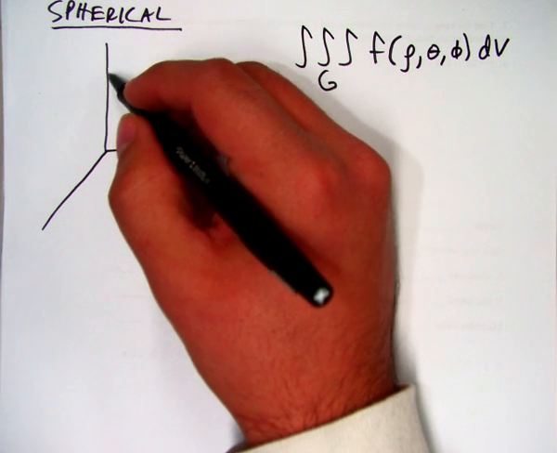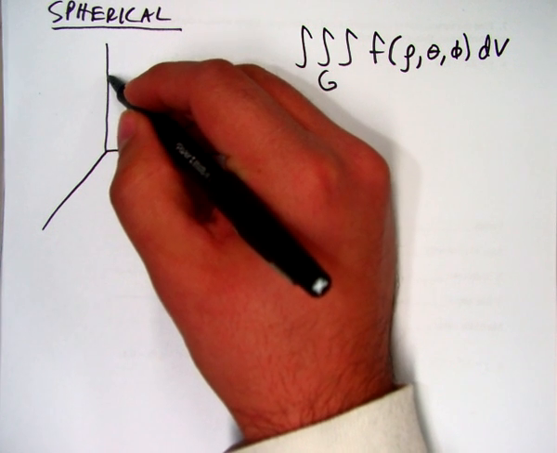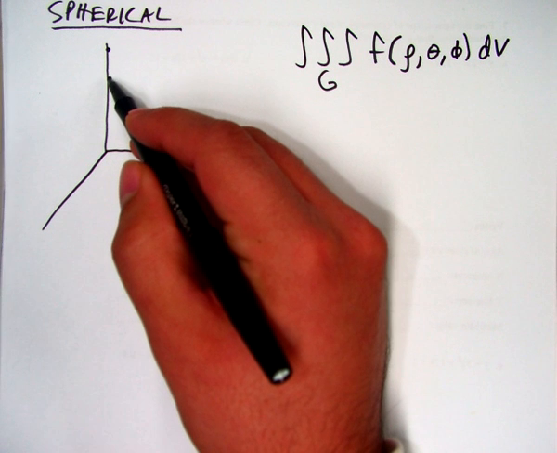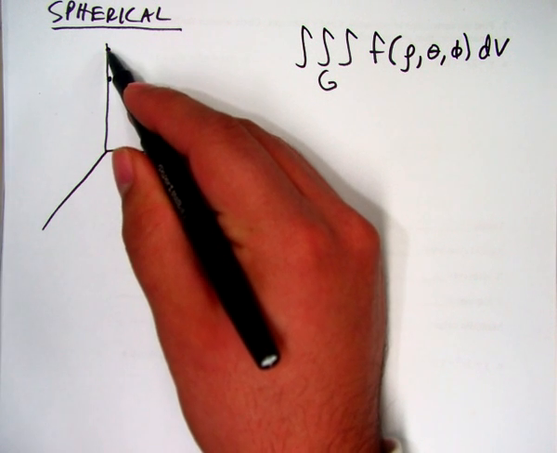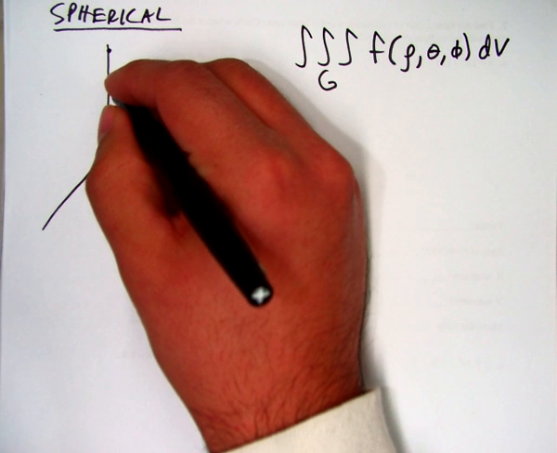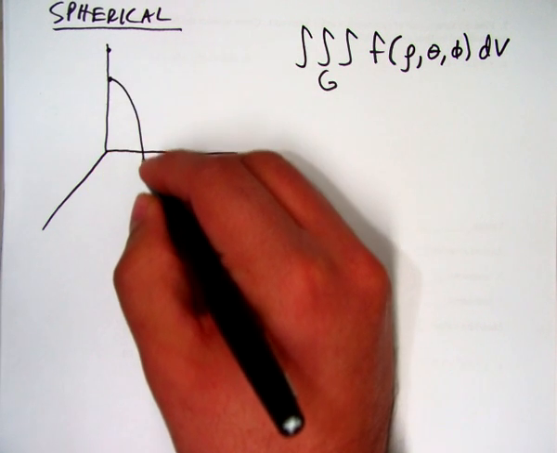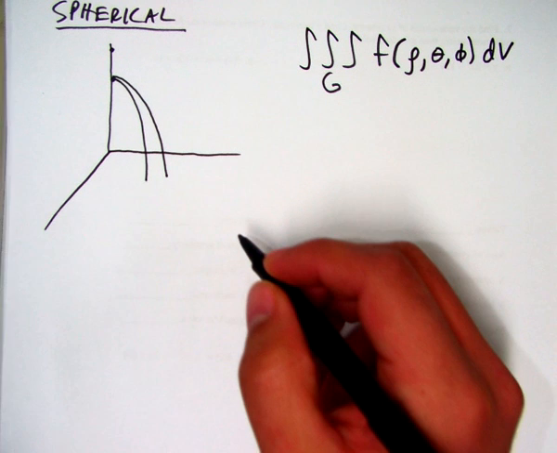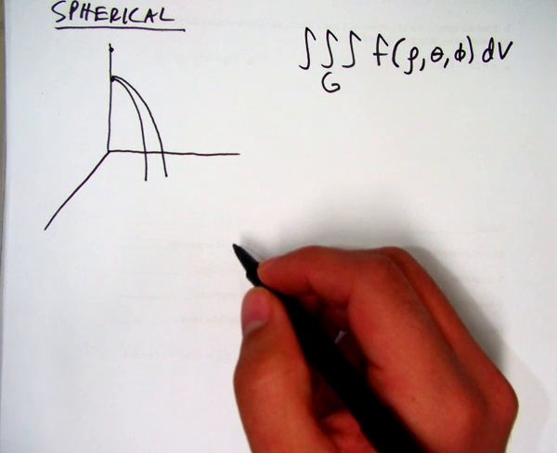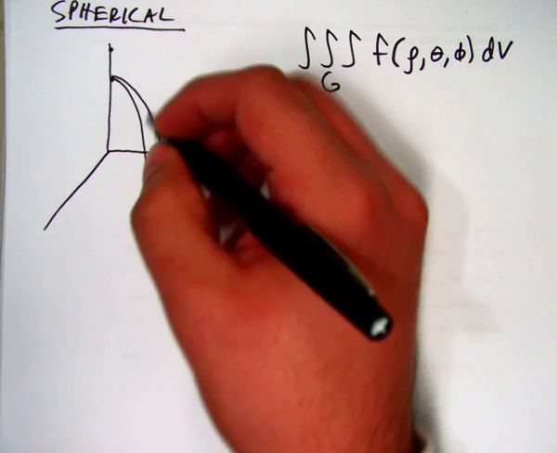So let's say we have two spheres, one that intersects right here, one that intersects a little higher than that. And let's say I draw, well, I'm not going to draw the actual sphere. I'm just drawing the portion that I need. It's right there.